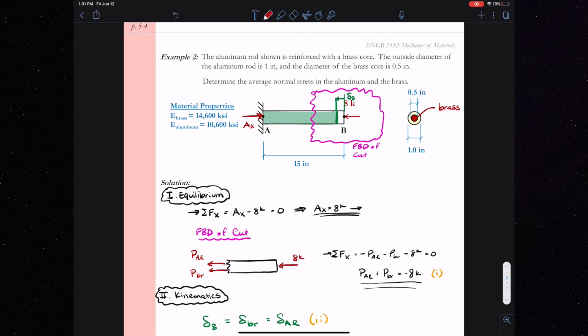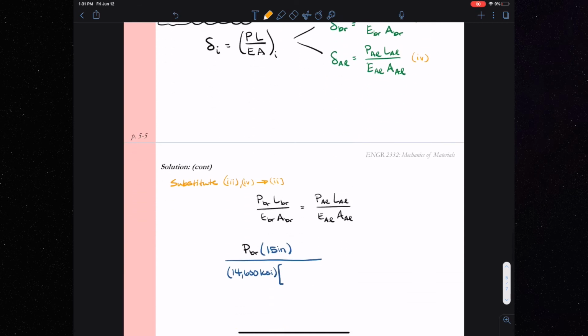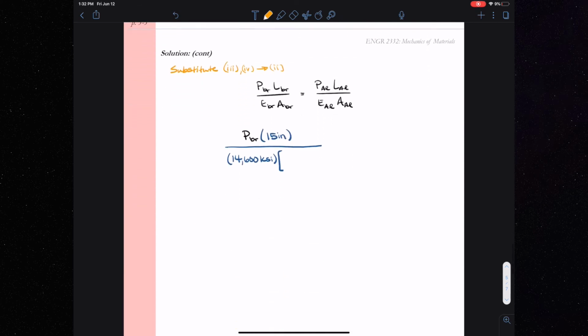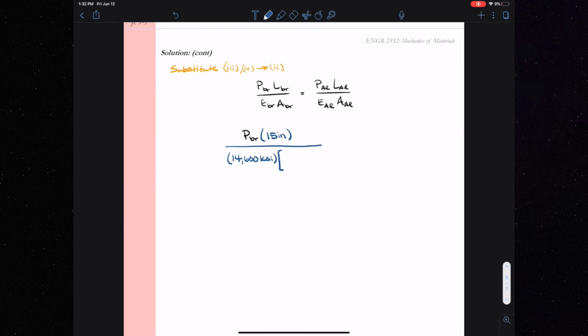So up here, I'm just going to denote, here's the brass core and the aluminum shell. The reason I wanted to bring you back up to the problem statement is we have to note that the aluminum shell is the outer portion of this circle. So when we do the calculations for the aluminum shell, we'll have to subtract out the area for the brass core.